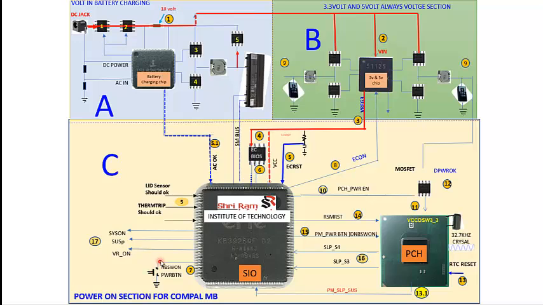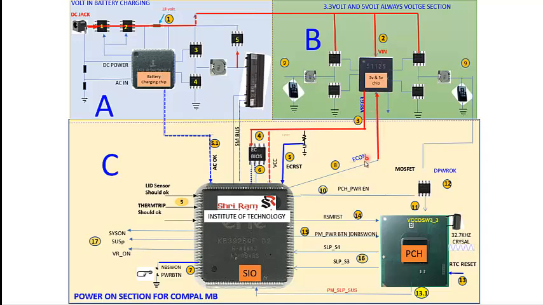The switch's one point is connected to the SIO, and the other point is connected to the ground pin. So this is a switch. Now when we press the power button like this, one pulse will generate, that is a 3.3 volt pulse. As soon as SIO receives this pulse, SIO sends one signal that is called the EC ON signal. It generates an EC ON signal.